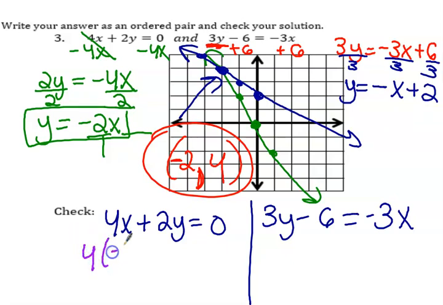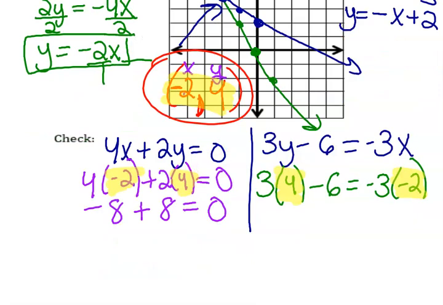So plugging in for x, -2, for y, 4. So always feel free. You want to plug in the x and the y, and then check to see if you got the right answer. So plugging in the x and y into the original equation and checking your work. So plug those in. So the first one, -8 plus 8 equals 0. 0 equals 0, looks good.